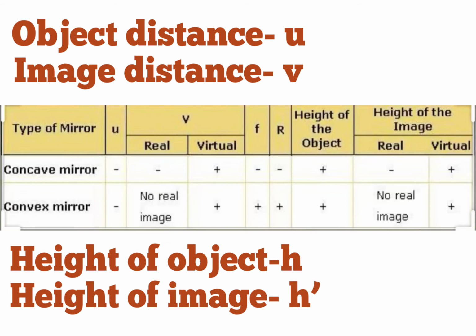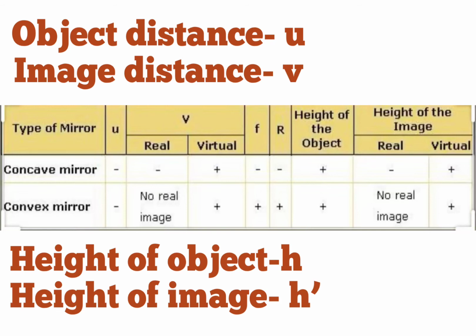R is the radius of curvature, which is double the focal length, as you know, which will also be negative. Height of object will always be positive. Height of image will be negative if it is real, and it will be positive if it is virtual. Now for convex mirror, u will be negative, that is object distance, since you know that object is always placed on left hand side whether it is a concave or a convex mirror. Image distance will always be positive since it gives only virtual image.